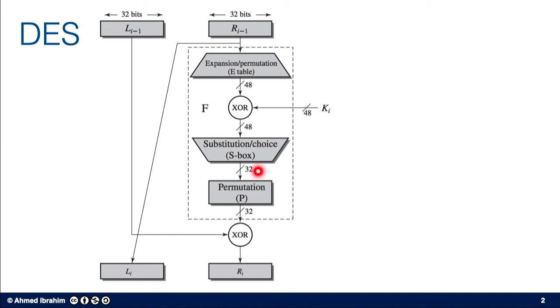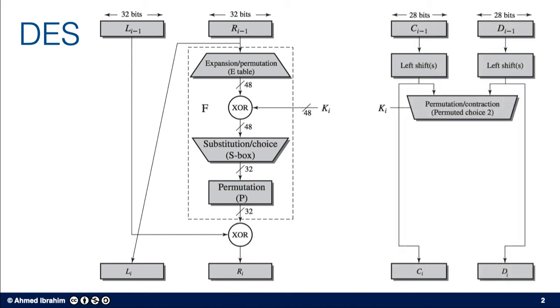That output is permuted, then XORed with the left 32 bits of the original input to produce the right part of the round function output. And the right part of the input now becomes the left part of the output. This output is then used as the input to the next round function.